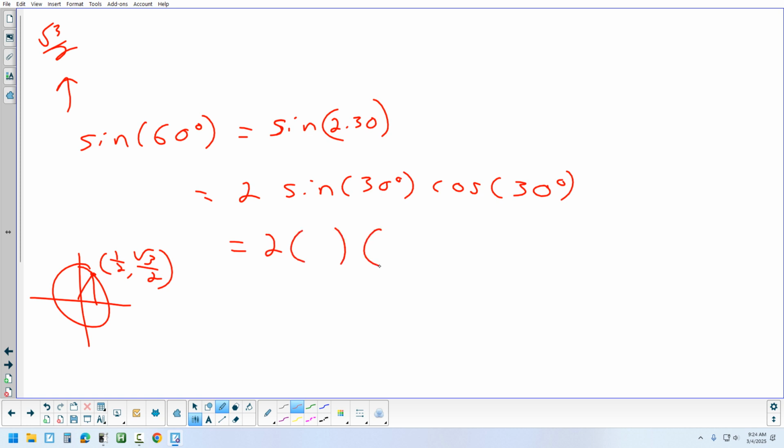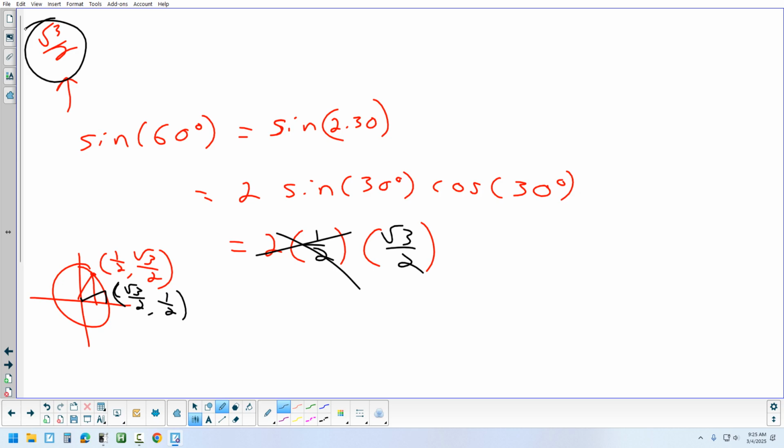2 times sine times cosine. Here's your 30, right there. There's your coordinate. What's the sine of 30 degrees? Yep, 1/2. And what's the cosine of 30? Root 3 over 2. 2 times 1/2 cancels out because 2 times 1/2 is 1. And you end up with just root 3 over 2, which is exactly what we were looking for.